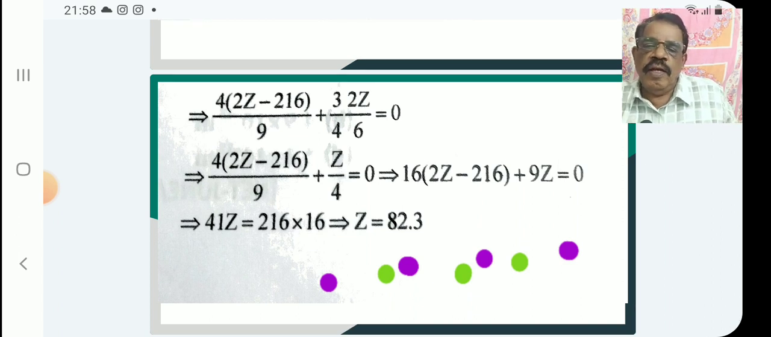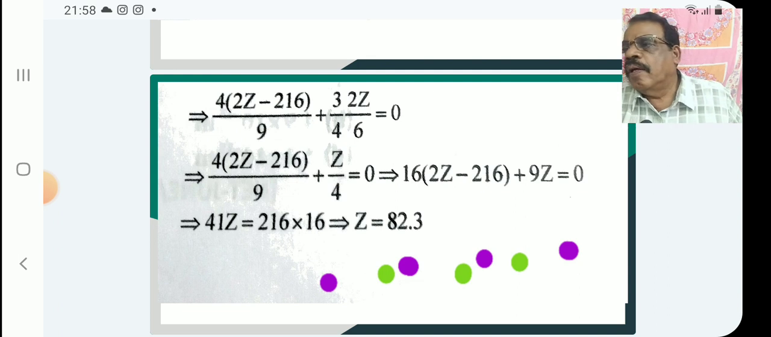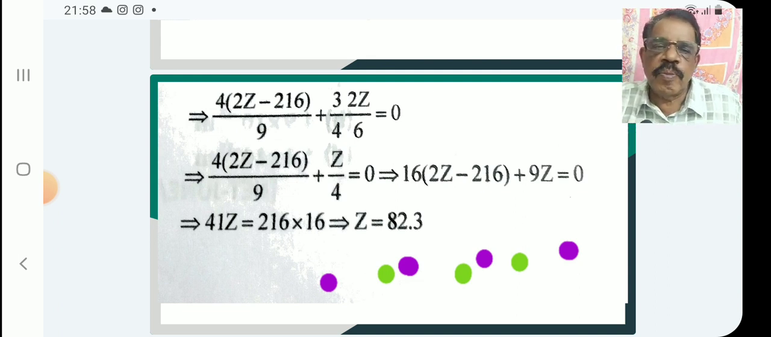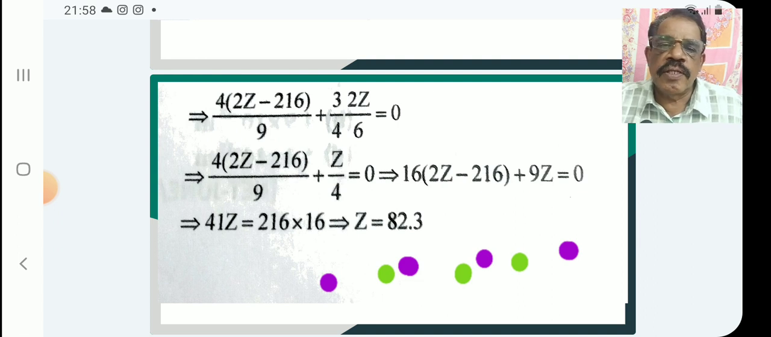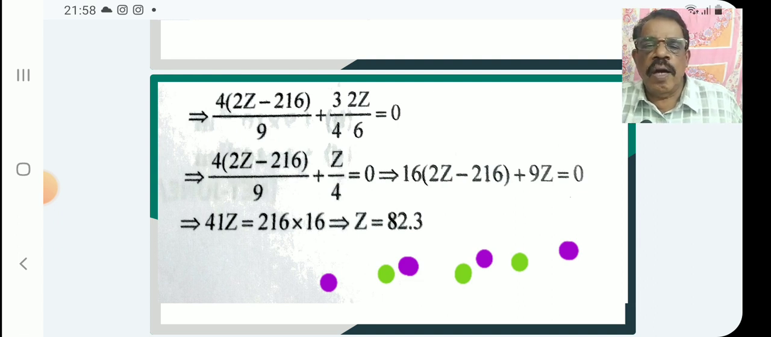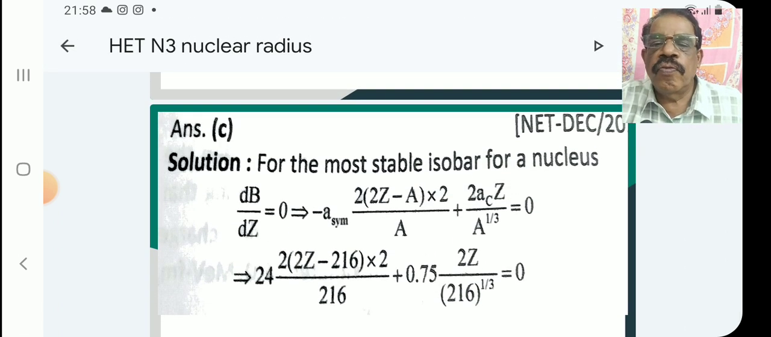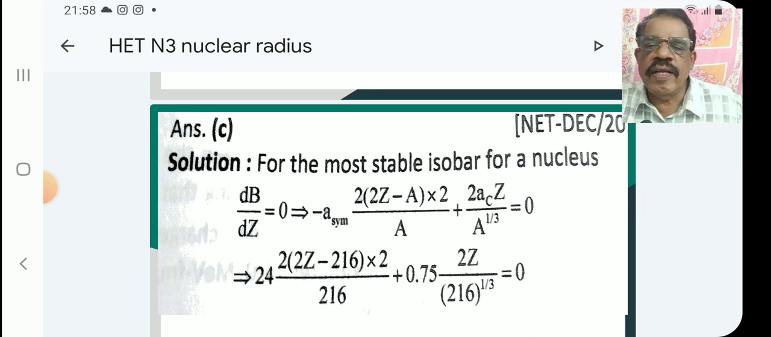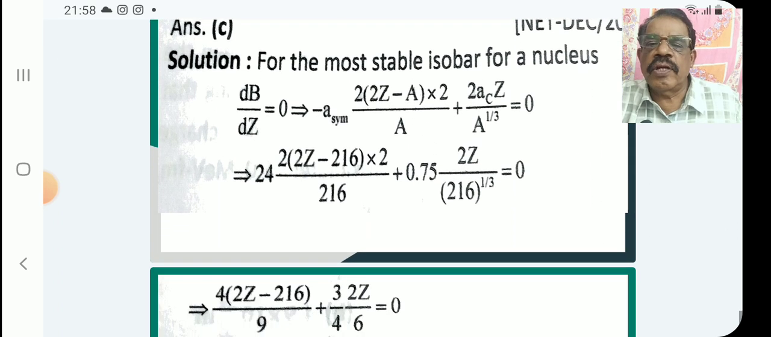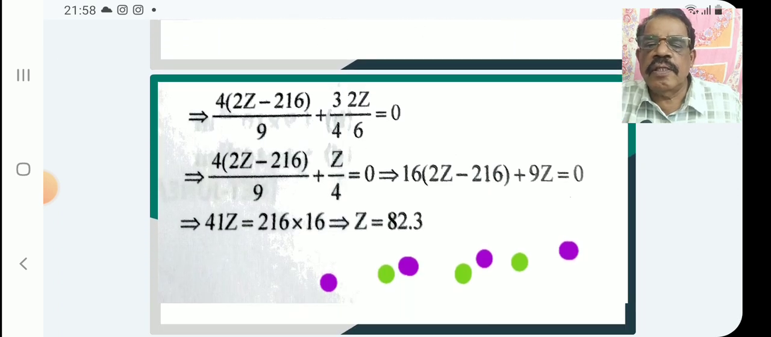So there are a number of formulae and we have to remember the Weizsäcker's formula. In most problems, the Weizsäcker's formula will be given, and for a stable nucleus, stable isobar, we have to equate dB by dZ to 0. For the most stable isobar, it is the nuclei having same mass number, different atomic number. And for a stable isobar, dB by dZ is 0. We have to find dB by dZ equated to 0 and find Z or A or Z by A.